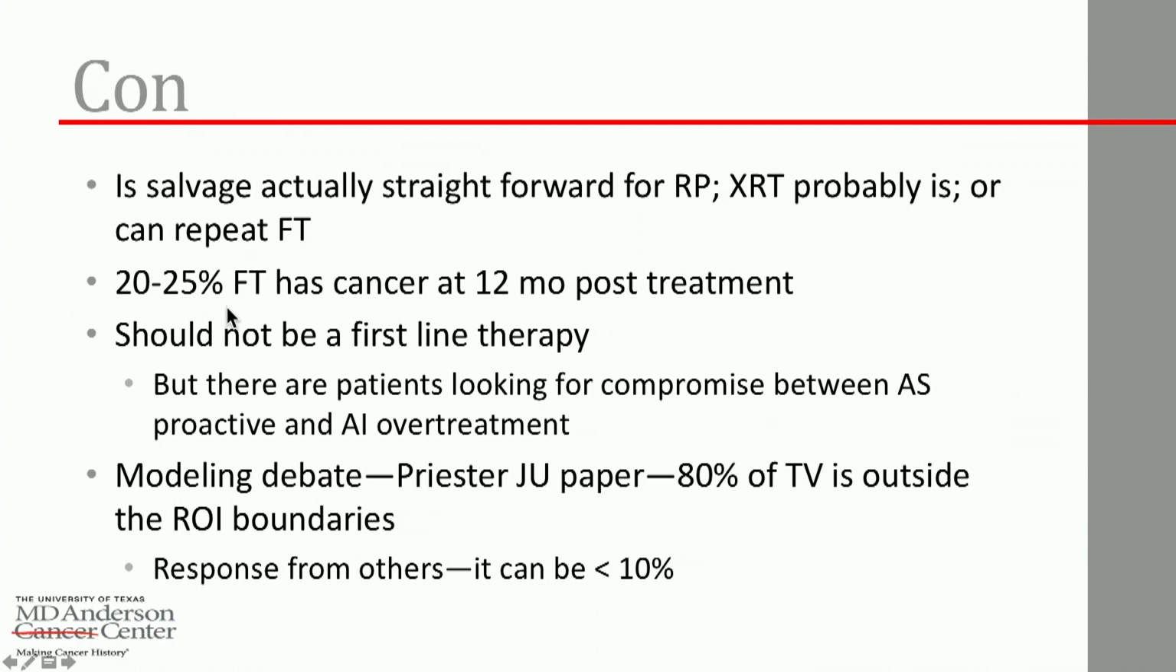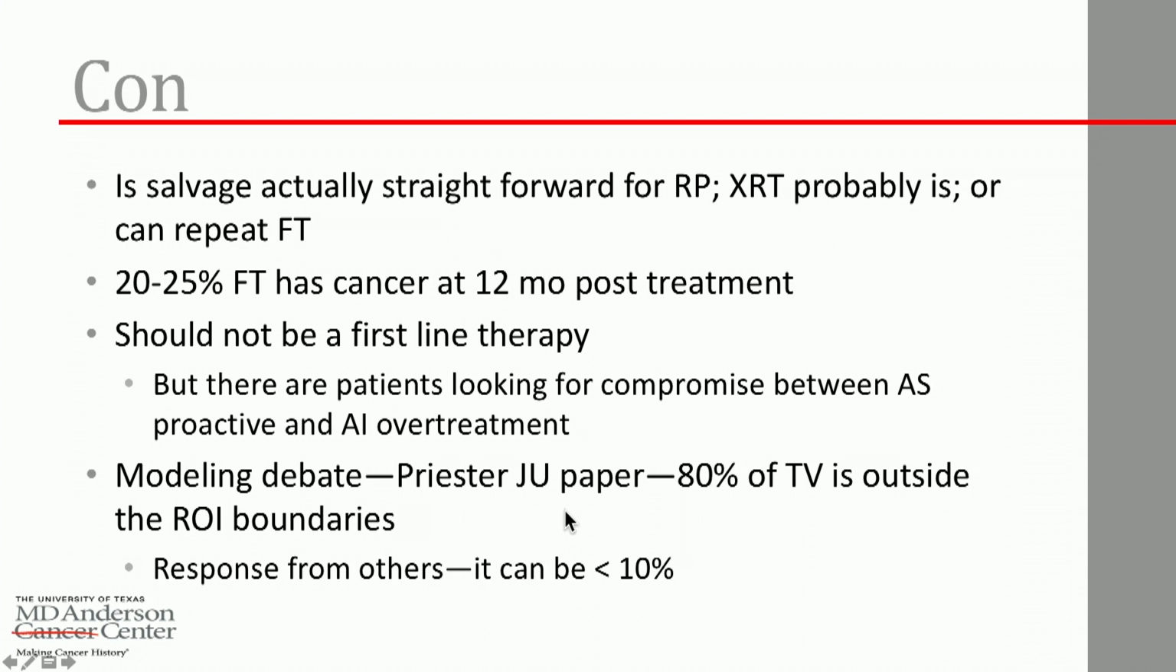There's a new Journal of Urology article on this, and there was a stat before that, but at least 20 to 25% of focal therapies at 12 months have cancer. So I think what I put on the social media tweet for that article for the Journal of Urology is: it's partial treatment, you get partial efficacy, right? So should it be a first-line therapy?